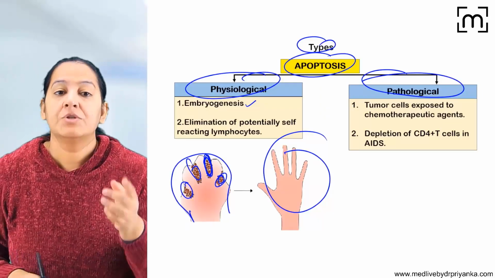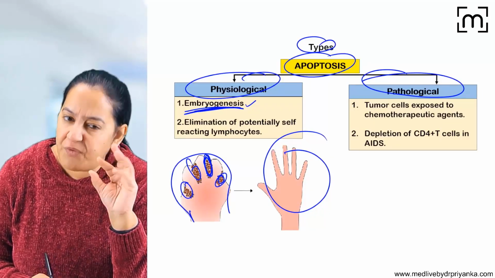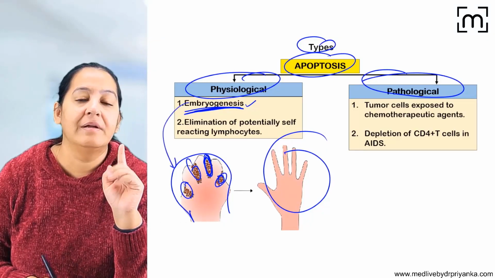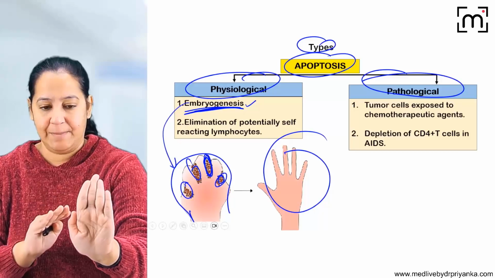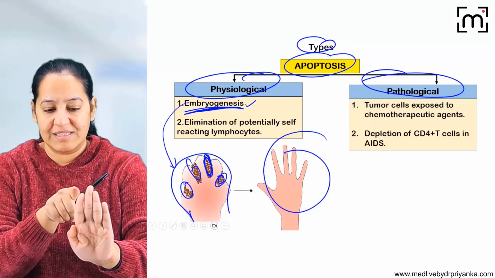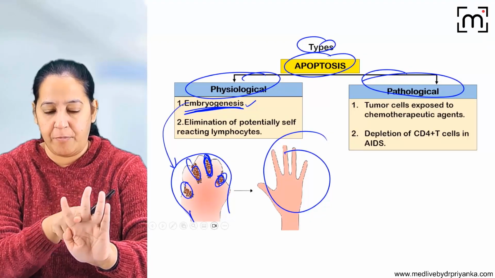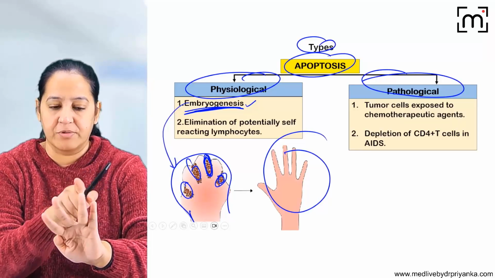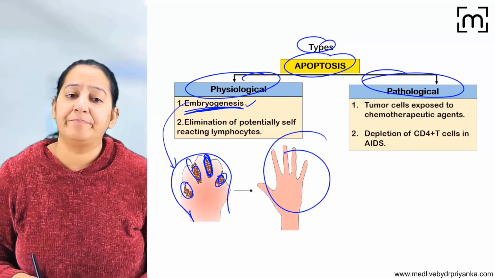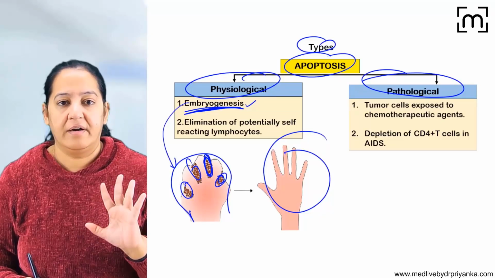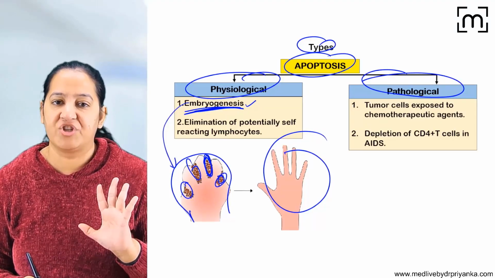It's physiological. So apoptosis takes place during embryogenesis. One of the best examples I have quoted here: the digits in the hands are formed. Initially, it was like this, a block. Now the cells between these two digits undergo apoptosis, so the digits get separated. In this way, in physiology, apoptosis takes place for physiological function also.